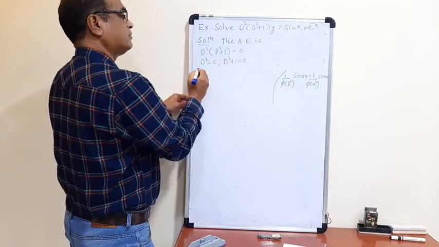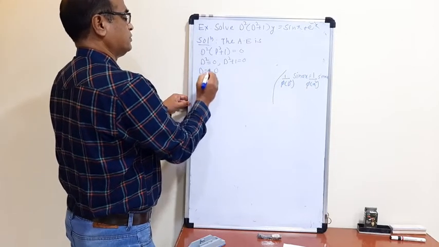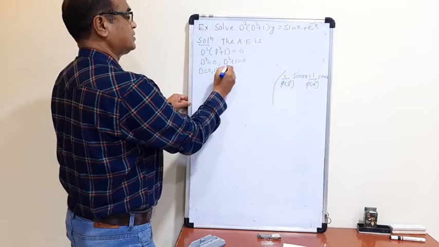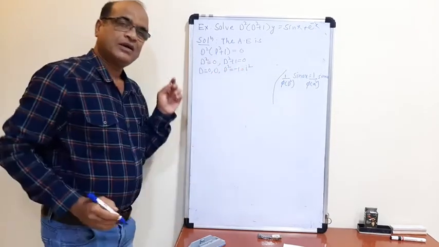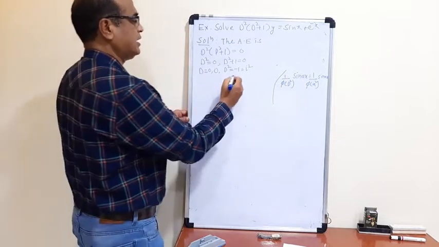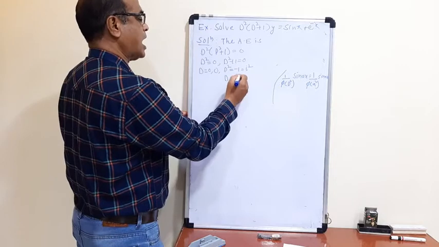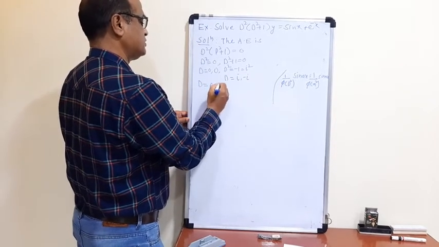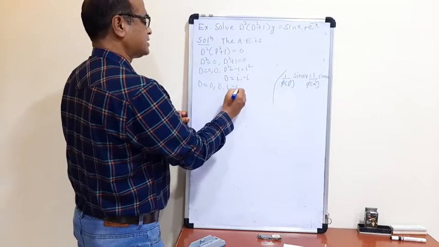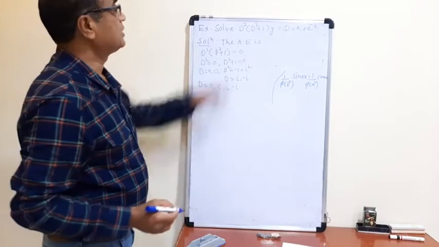D² = 0 means D = 0, 0. Then D² = −1, and −1 is i², so taking the square root, D = i, −i. So the roots are 0, 0, i, −i. These are the roots of this equation.